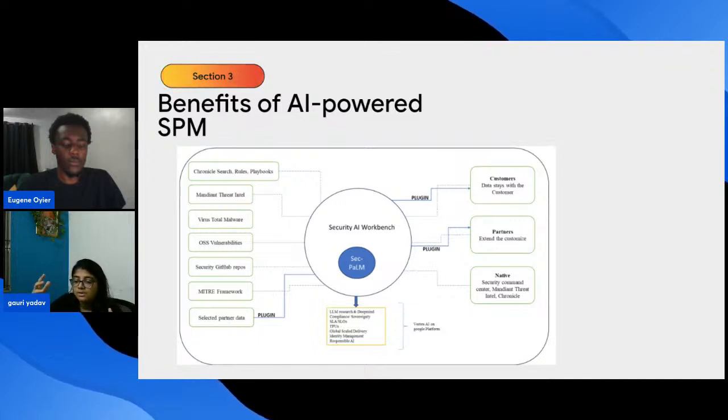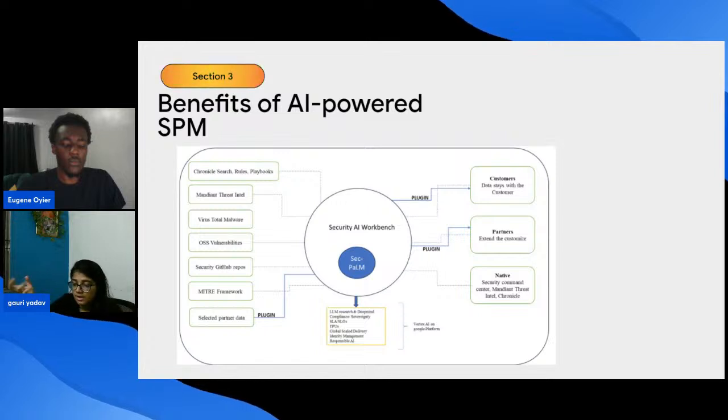Now, what are the capabilities of this AI powered SPM? It is continuous monitoring. The AI system continuously monitors for vulnerabilities and compliance issues, and does proactive risk management. AI identifies and addresses risks before they can be exploited. For example, an AI powered SPM solution detected and resolved a misconfigured firewall rule, preventing potential unauthorized access. How good is that. Now let's have a look at this diagram as well.